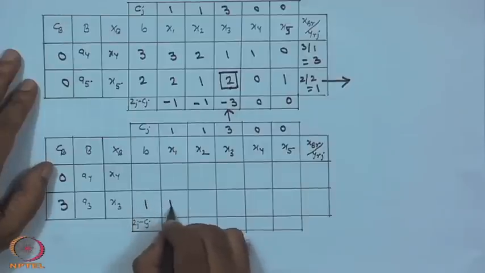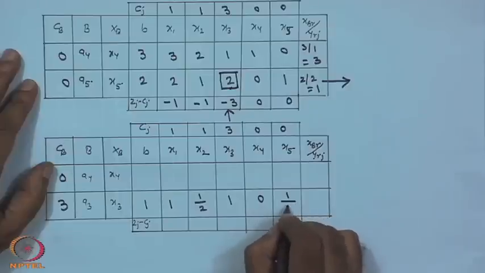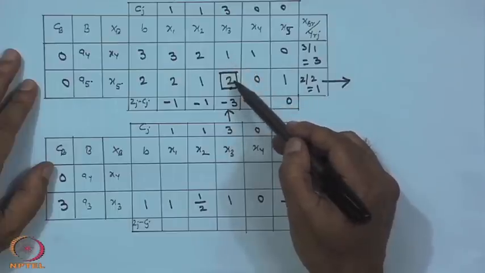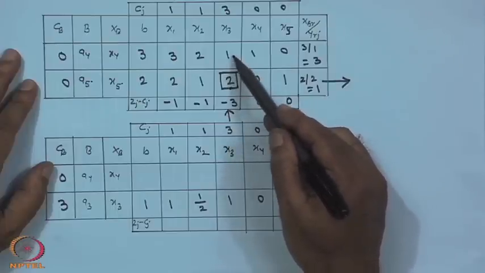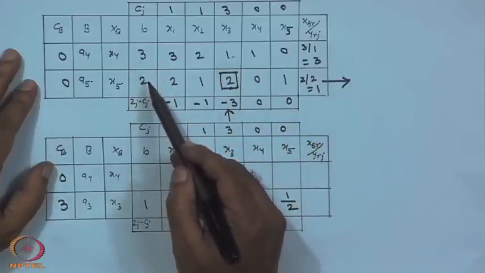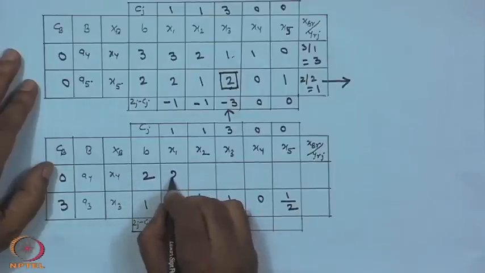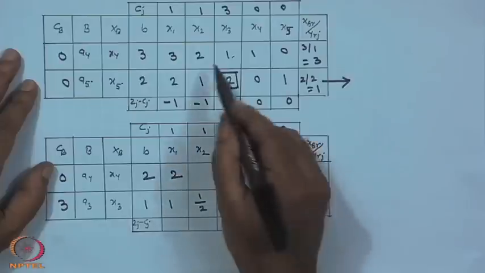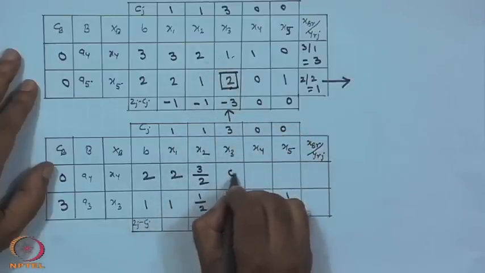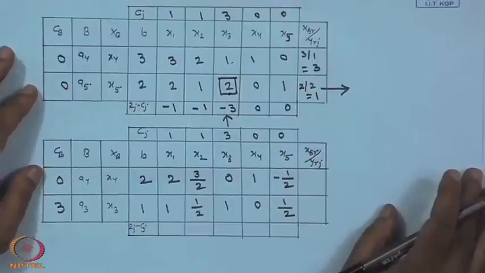So, it will be 1, 1 half, 1, 0 and it becomes half. And to make this one 0, I have to do 1 minus 2 into half. 2 into half means 1, so that it becomes 0. Like this way it will be 3 minus 2 into half. So, it becomes 2. Likewise, this will be 2. This will become 2 minus half into this, that is it will become 3 by 2. This becomes 0, 1 and minus half, if I calculate in the same way over here.